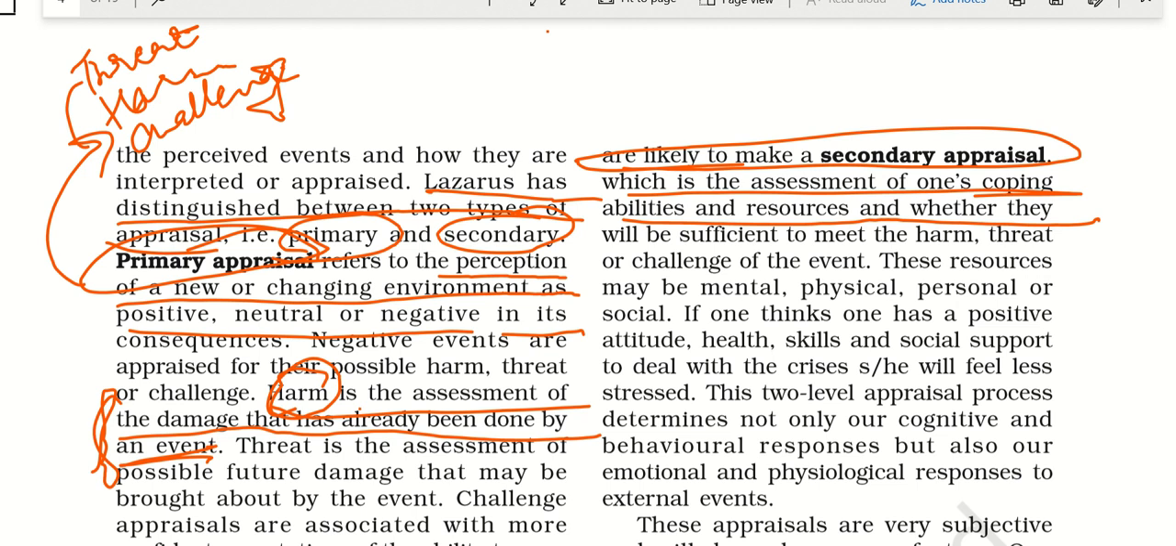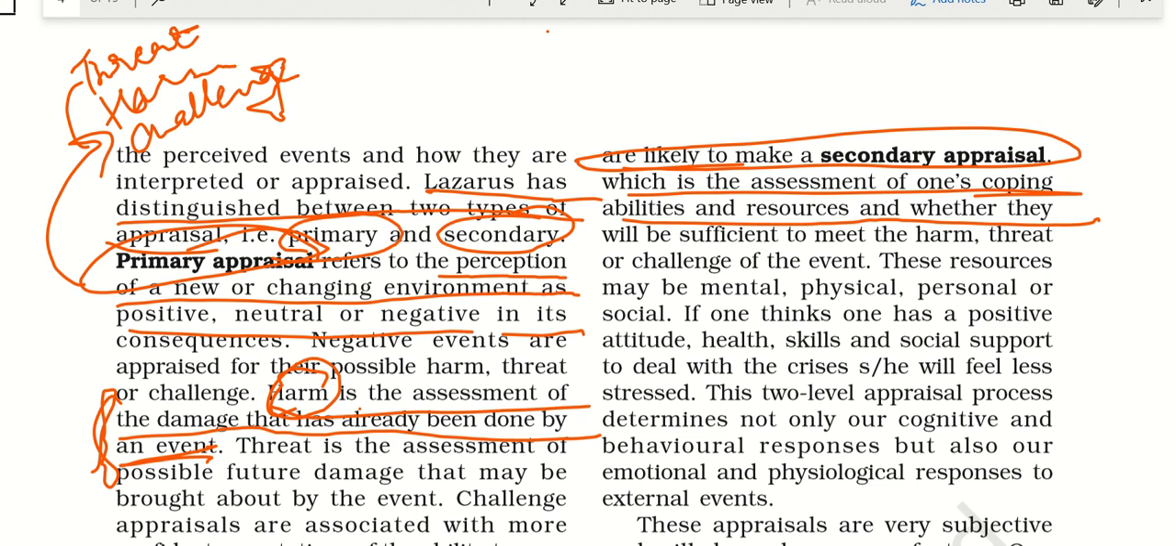These resources may be mental, physical, personal, or social. So it depends on what these resources are. This two-level appraisal process determines not only our cognitive and behavioral responses, but also our emotional and physiological responses to external events.